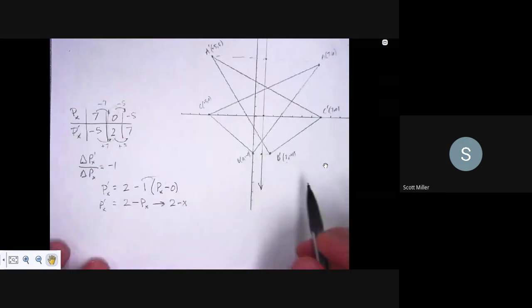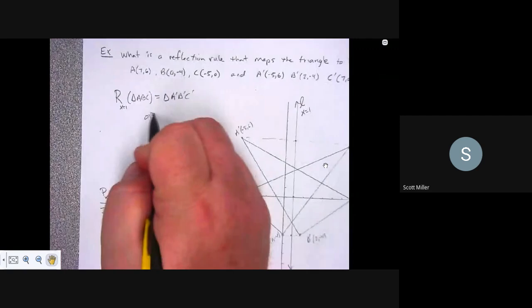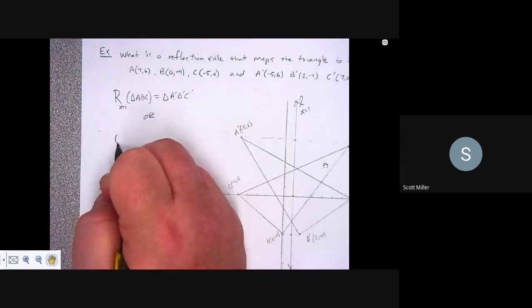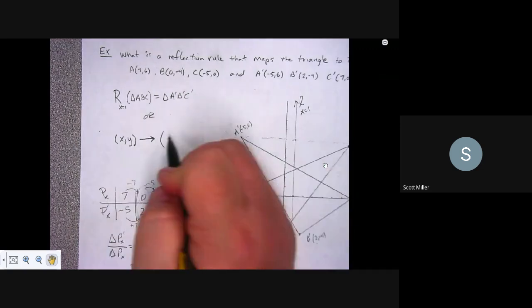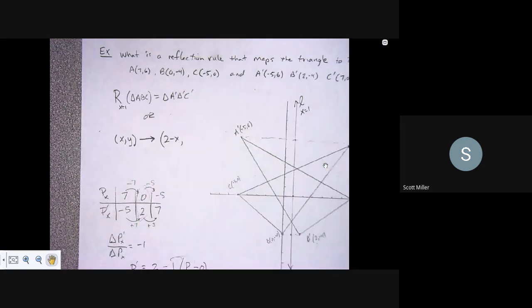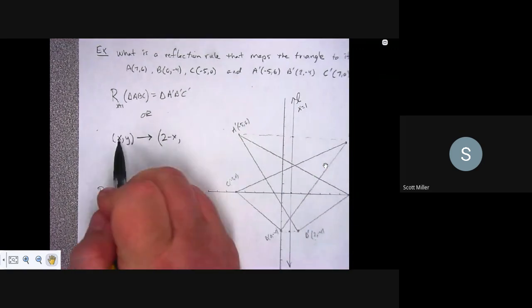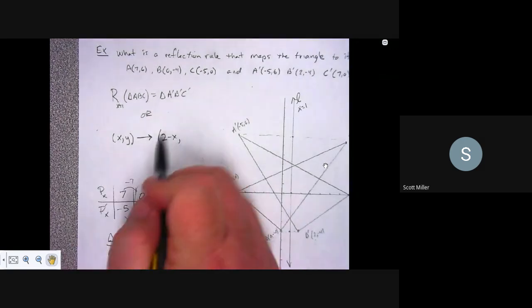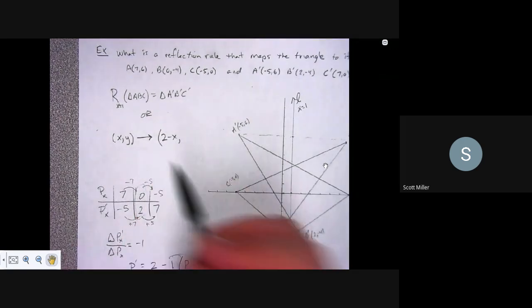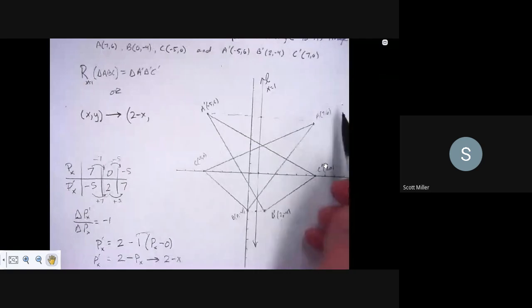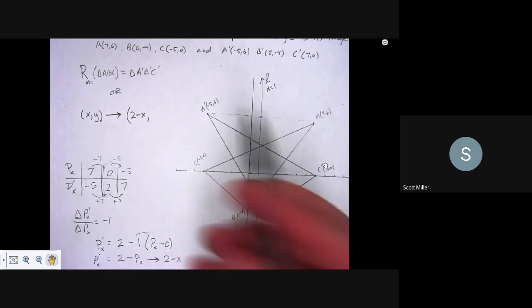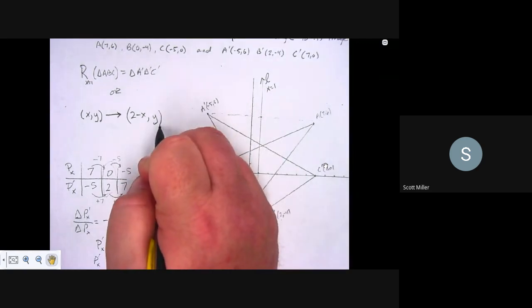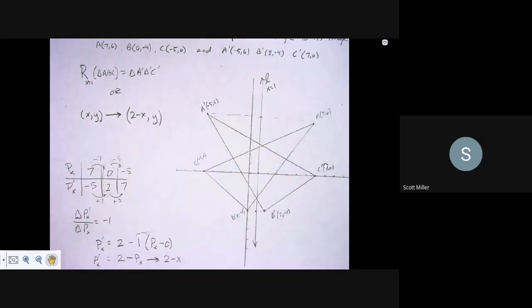And so then they would write the other rule in this fashion. Take an x and a y, the x becomes 2 minus x. Whatever the x is, take 2 minus that number and you'll get the new x. Now, is there any change in the y values? So 6 went to 6, 0 to 0, -4 to -4. No change in the y values, so the y values will stay the same. So this is another method to show this reflection.